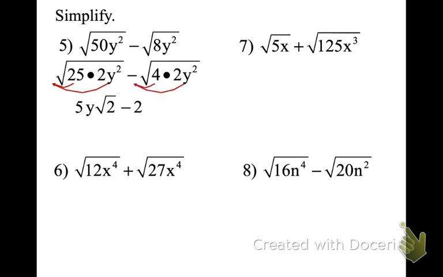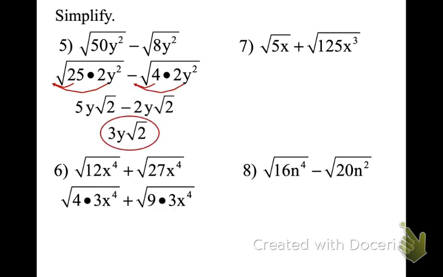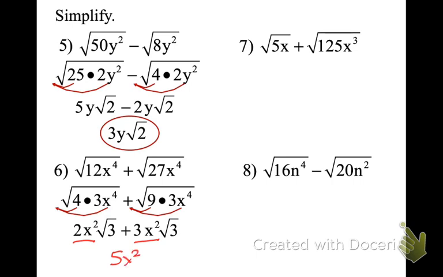Okay, let's check our work. So we can break down the 12 to 4 times 3x to the 4th, and 27 to 9 times 3x to the 4th. So I can pull out a 2 and an x squared, and I'm left with a rad 3, and then I can pull out a 3 and an x squared, and I'm left with another rad 3. Now, we have both kinds of like terms, meaning 2x squared plus 3x squared, we can add them. That's 5x squared, and then it's all times rad 3.